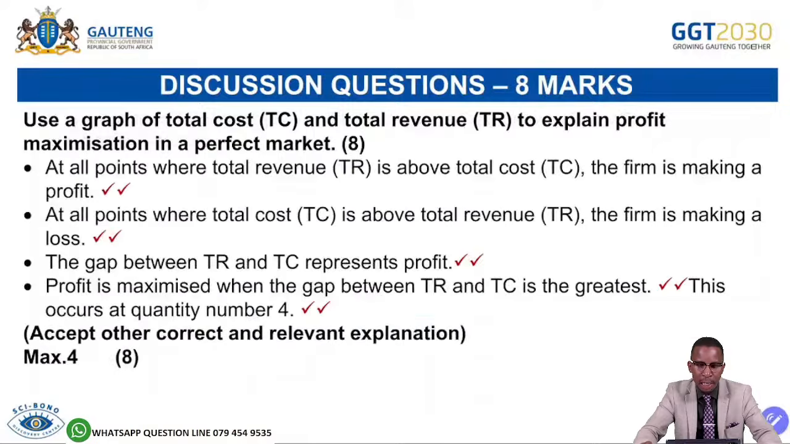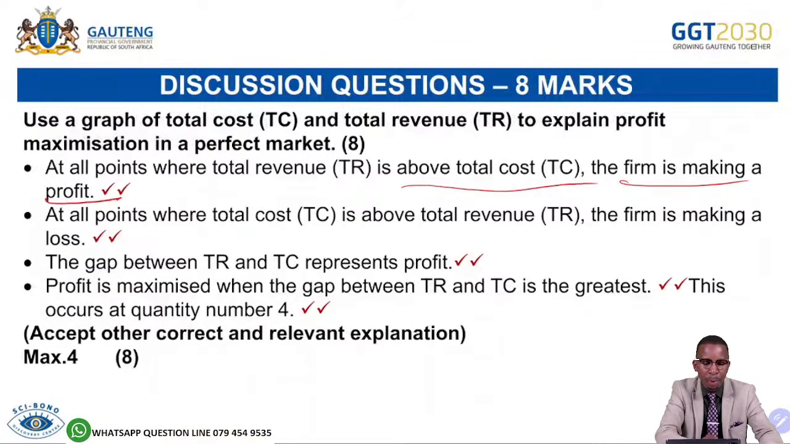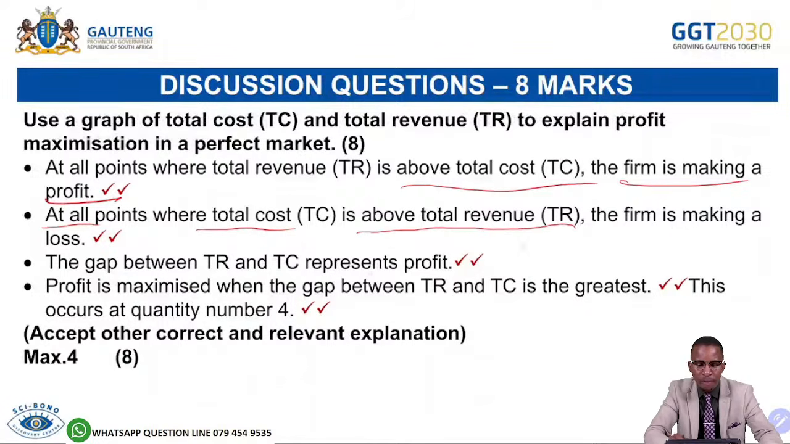Okay, then that's the explanation. All points where total revenue is above total cost, the firm is making an economic profit. All points where total cost is above total revenue, the firm is making an economic loss. The gap between TR and TC represents profit. Profit is maximized where the gap between TR and TC is the greatest. This occurs at quantity 4.